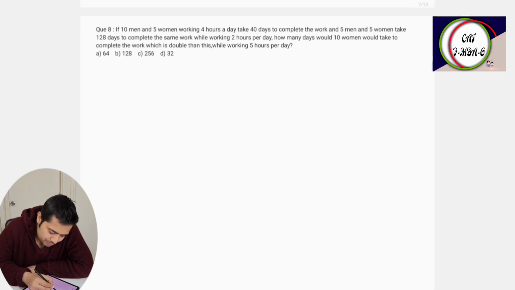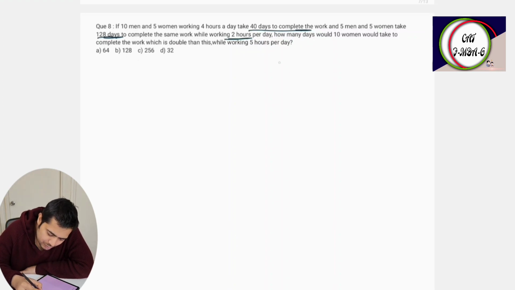Okay, 10 men and 5 women working 4 hours a day take 40 days to complete a work. 5 men and 5 women take 128 days to complete the same work while working 2 hours per day. Okay, so let work be equal to LCM of 4 into 40, or 160, and 128 into 2, 256.